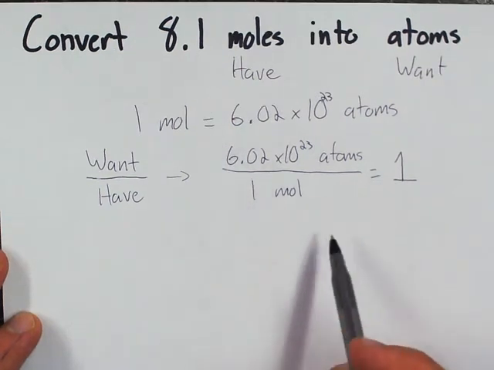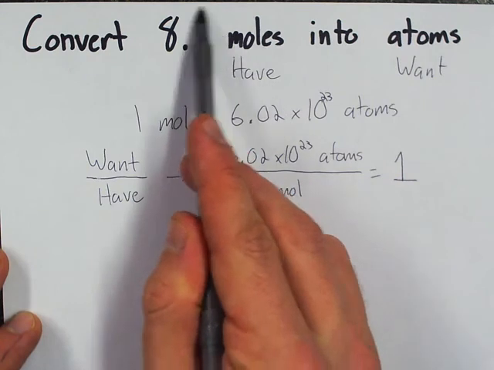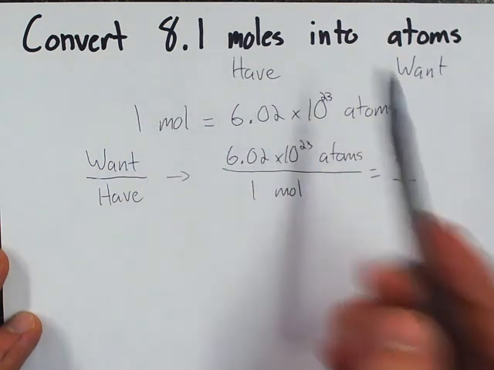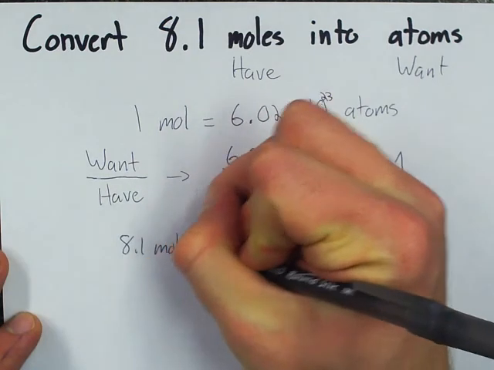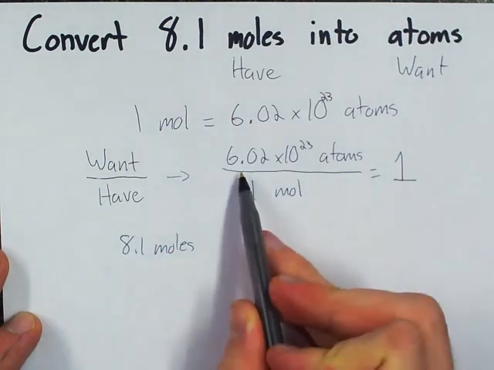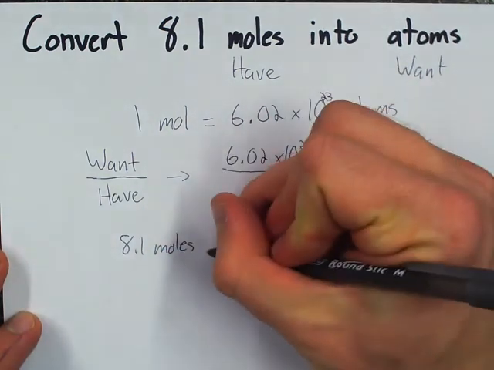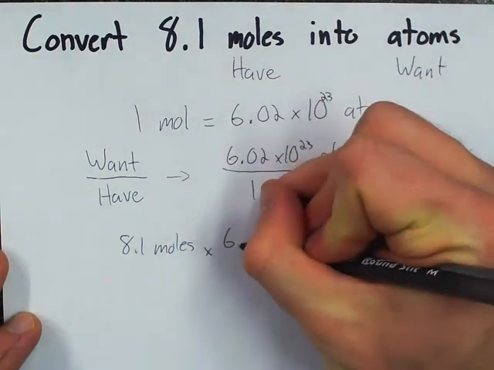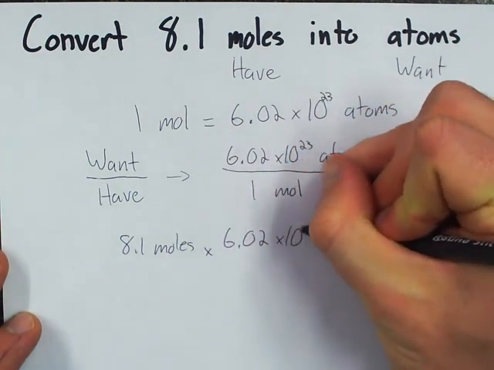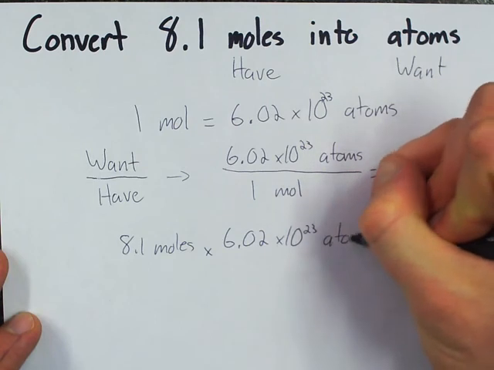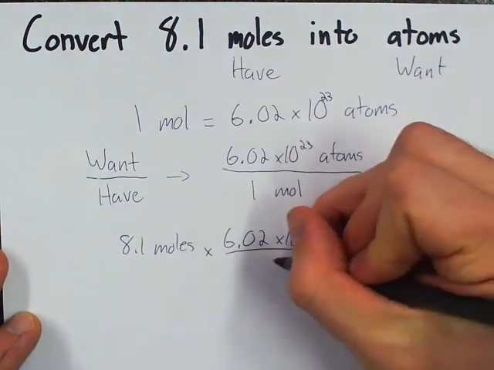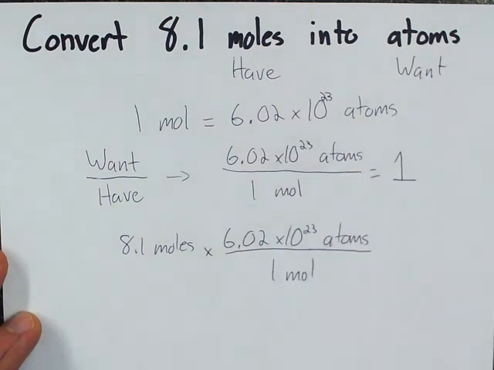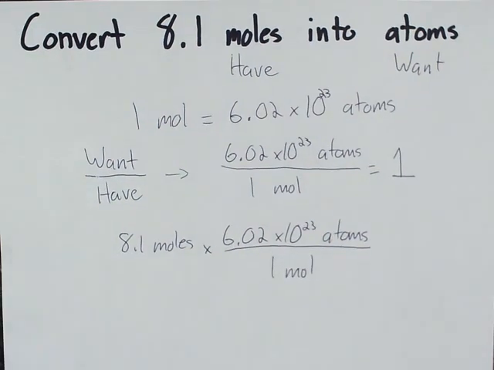So now that we've built our conversion factor, we now bring in our original amount, the amount from our problem, our 8.1 moles, and multiply it by our conversion factor. So we'll bring our conversion factor down, multiply it by 6.02 times 10 to the 23 atoms over 1 mole. And here the magic happens.